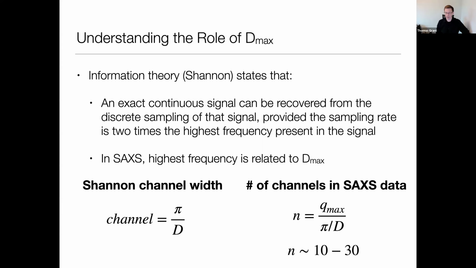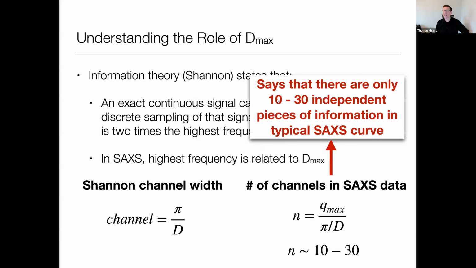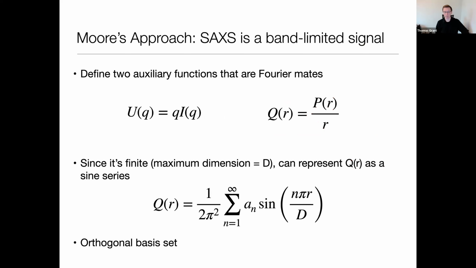And so what that means is that in a typical experiment, we only have around 10 to 30 independent pieces of information from which we get all of our structural information. So this is a fundamental property of SAXS experiments, is that they are low information content. Okay, they don't give you high resolution structures. They only have a certain amount of information, only 10 to 30 unique pieces of information.